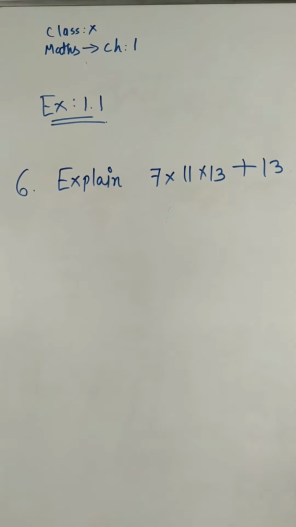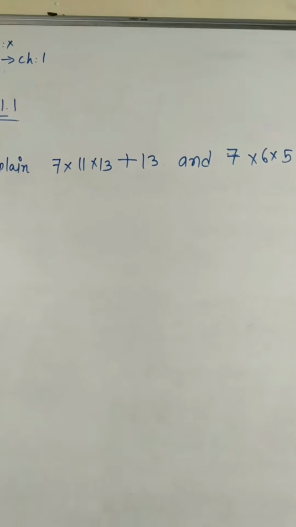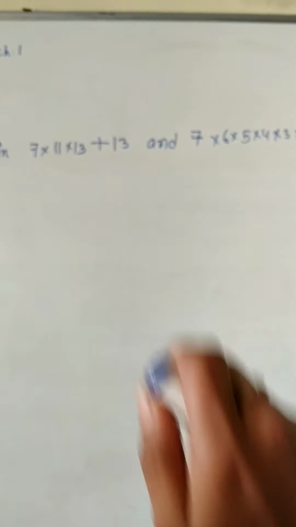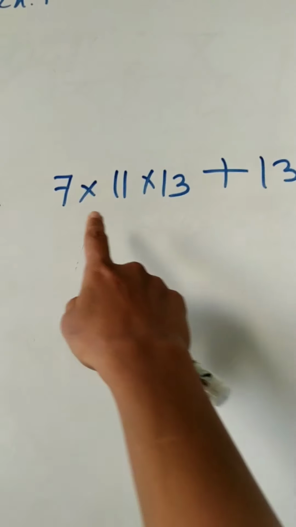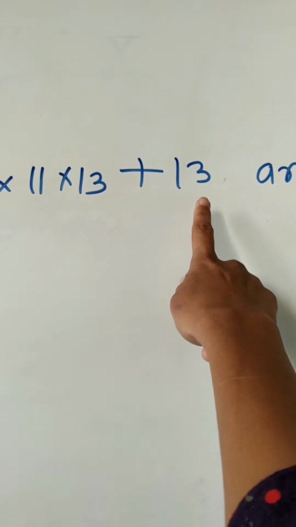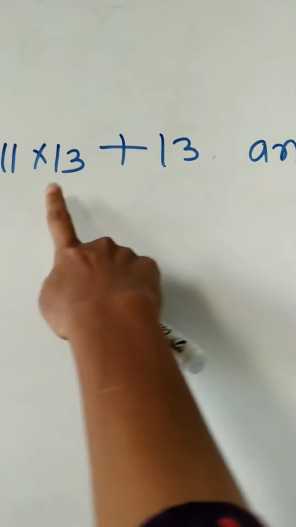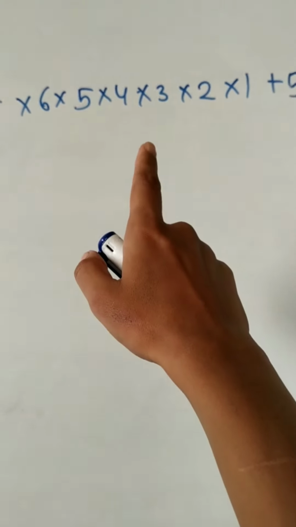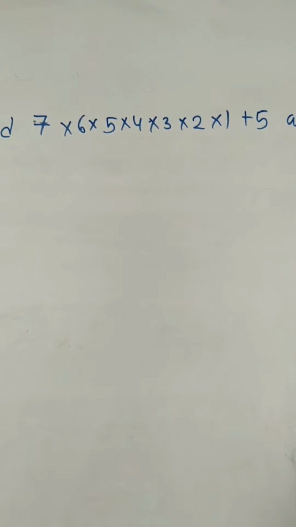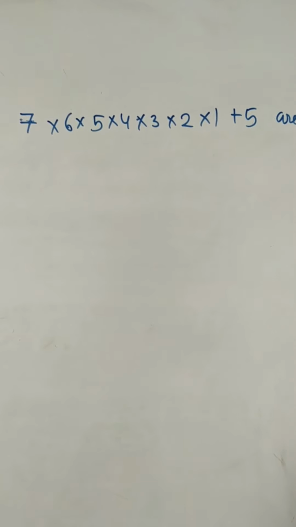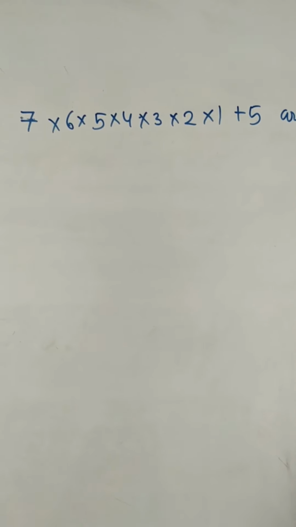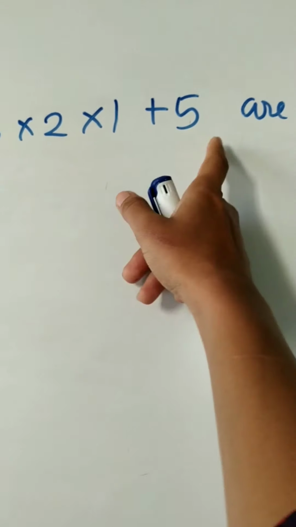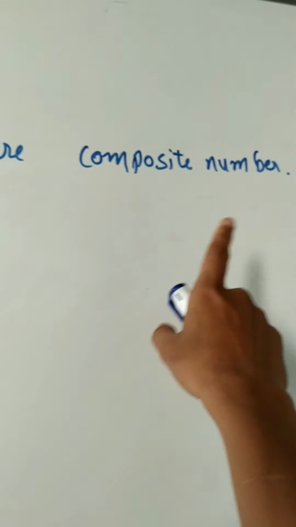Question number 6 is telling us that if any number is given like 7 into 11 into 13 plus 13, here are two terms. As you can see over here, this one is one whole term and this one is another term, meaning two terms are there with a relation of plus. And here so many numbers are given like 7 into 6 into 5 into 4 into 3 into 2 into 1 and plus 5. So again here two terms are there, this whole thing is one term and plus 5 is a second term. Are they composite numbers?